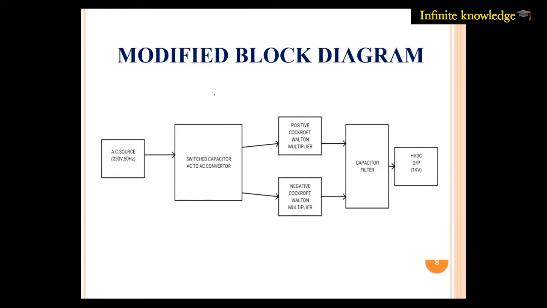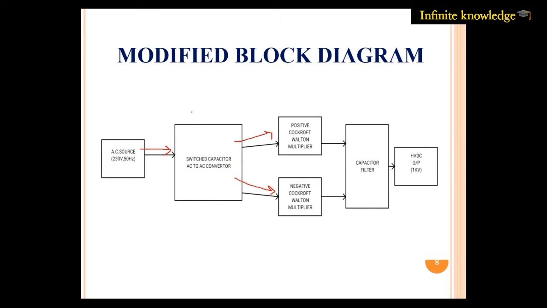Let's go further into the modified block diagram and what actually happens in the circuit. First of all, we have to apply a 230 volt 50 hertz supply to the circuit. Then it has an AC to AC converter, a switching capacitor. This improves the voltage regulation. Then we give the supply to the positive Cockcroft voltage multiplier and the negative Cockcroft voltage multiplier.